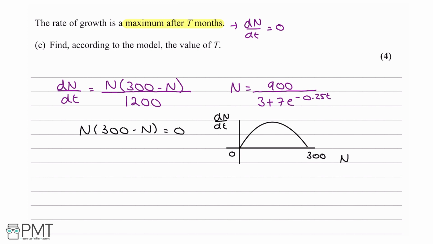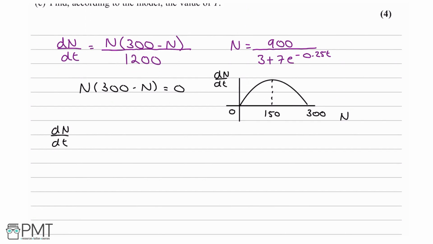Now, what we need to look for is when dn by dt is a maximum, and it's a maximum at here, okay? Because this is a parabola, it is symmetric between the two roots, so this is going to be 150, okay? So it means that dn by dt is a maximum at n equals 150.